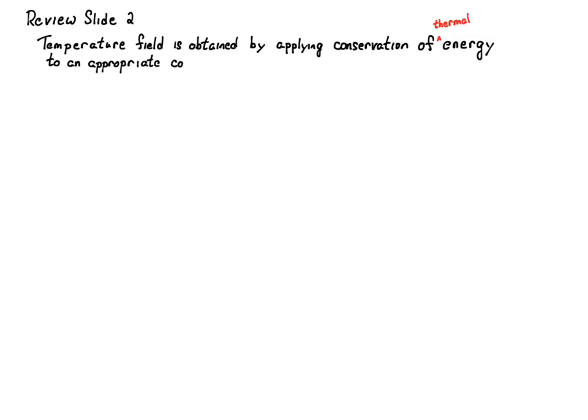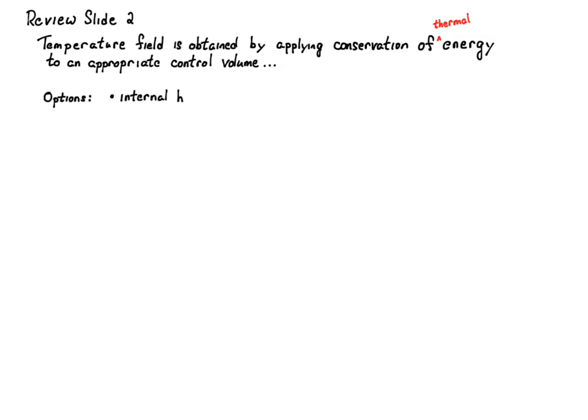All right, we're going to begin this particular review by starting with the discussion of the temperature field. What we're going to be looking for is the derivation of the heat equation. So the temperature field is going to be obtained by applying conservation of energy, in this case thermal energy, to a designated and appropriate control volume. So the control volume for a Cartesian three-dimensional system will be different than the control volume for a cylindrical system.